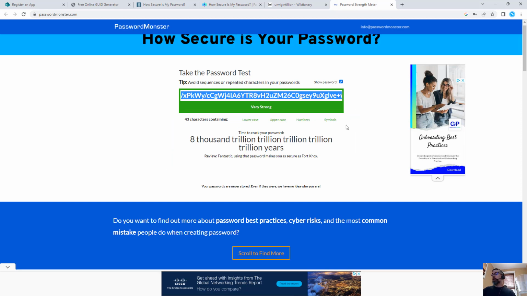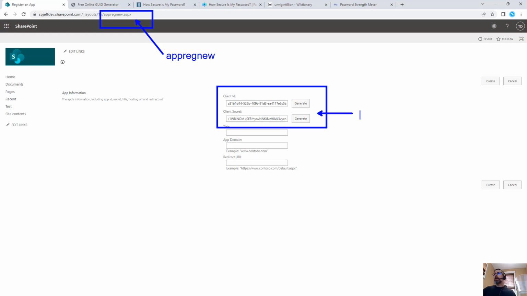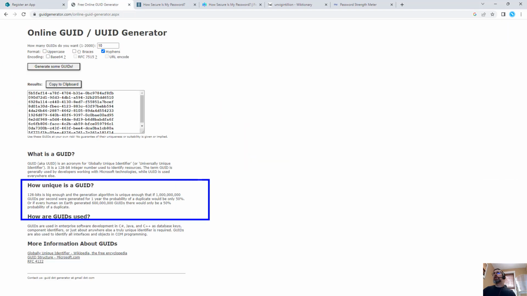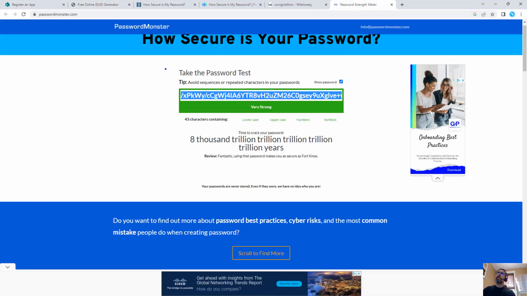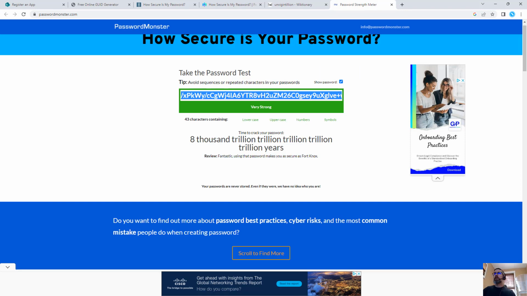So now we have a little bit more detail about the security that's given to us when we use the generate button as part of the appregnew when we're developing in SharePoint. We're on the appregnew, we're creating a client ID, we're creating a secret. And the question really is how secure are these? I think we're in a pretty good spot looking at the uniqueness of GUIDs and the time it takes for cracking passwords, and I wanted to share some of that research with you guys because I thought it was interesting.